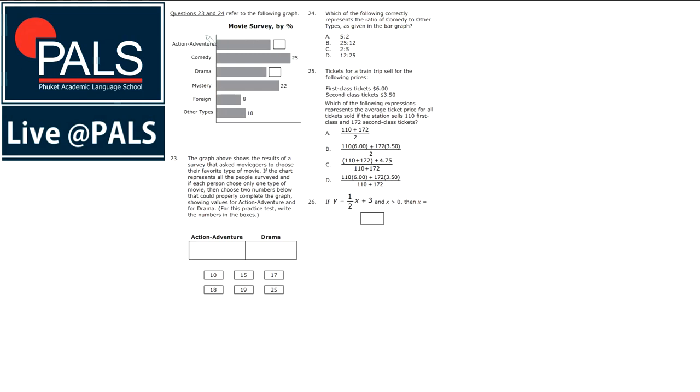23 and 24 refer to the following graph. So we have like a bar chart here. The graph above shows the results of a survey that asked moviegoers to choose their favorite type of movie. If the chart represents all the people surveyed, and if each person chose only one type of movie, then choose 2 numbers below that could appropriately complete the graph, showing values for action, adventure, and drama.